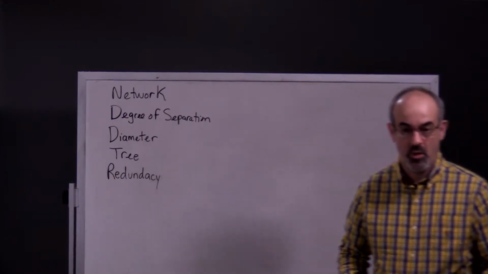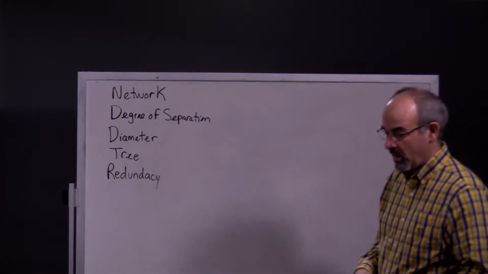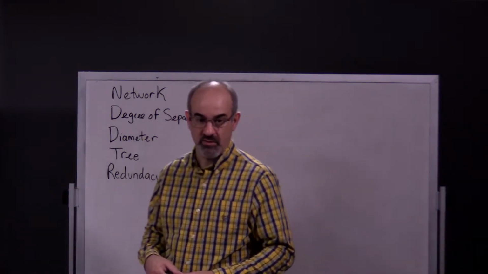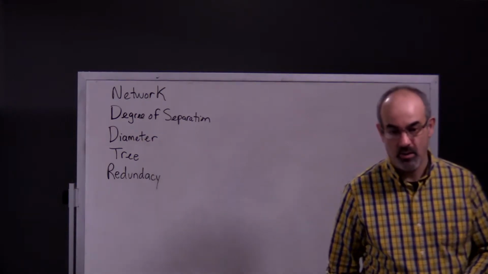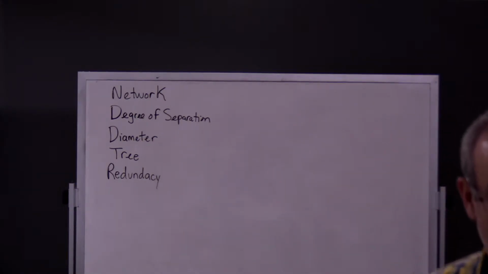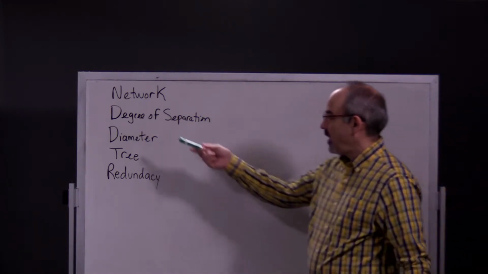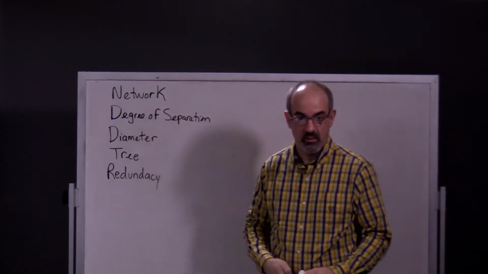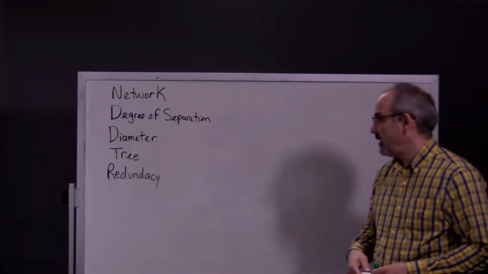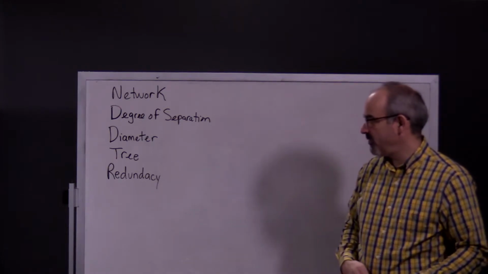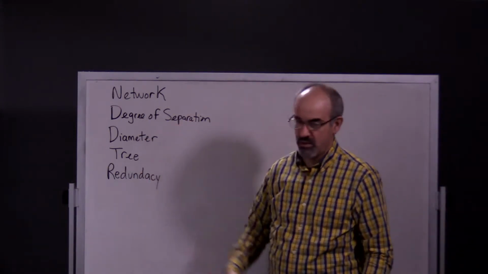Okay, in this video I'm going to briefly introduce some terms that are used in Chapter 7, specifically Section 7.1. We're going to talk about networks. So, in this particular video, I'm going to define what a network is, and then I'm going to briefly talk about degree of separation, diameter, and tree.